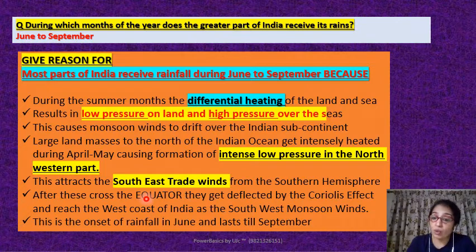So why only June to September? Why do we receive rain only then? Because there has to be heat first. And when are we getting hot in India? April and May. Hottest months in India.